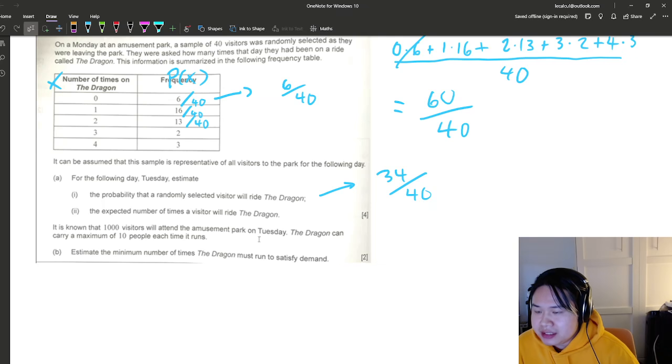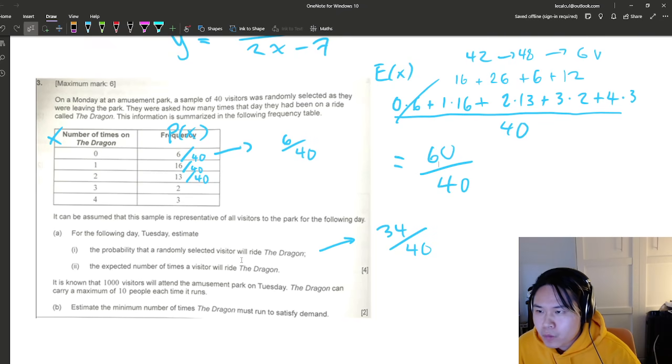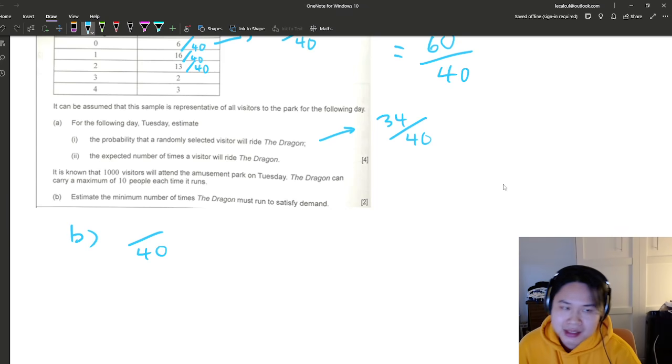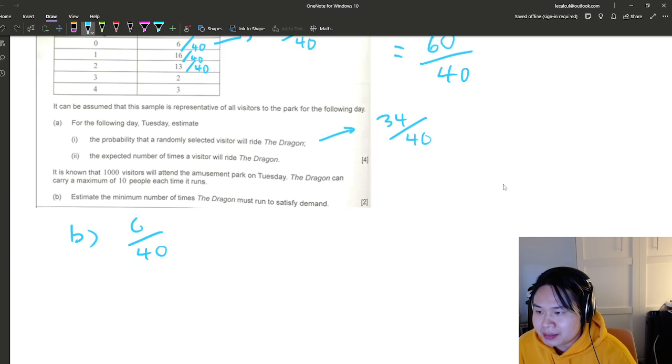1,000 visitors will attend the amusement park on Tuesday. The dragon can carry a maximum of 10 people. Estimate the minimum number of times you have to run the dragon. Okay, so we know that your expected value means that out of 40 people, this doesn't really make sense because it's an improper fraction, but the expected value is 60 out of 40.